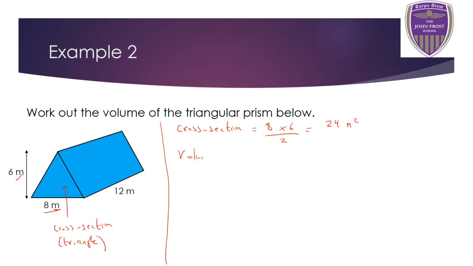And for the volume, take the cross section and multiply by the length. So 24 times 12, I believe that to be 288 meters cubed. Easy.